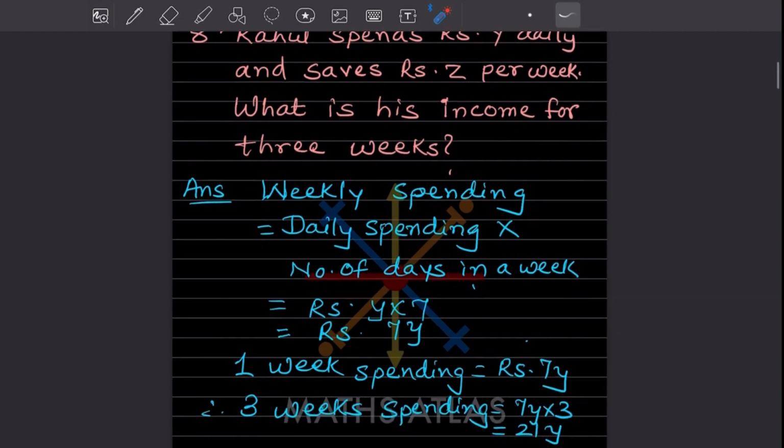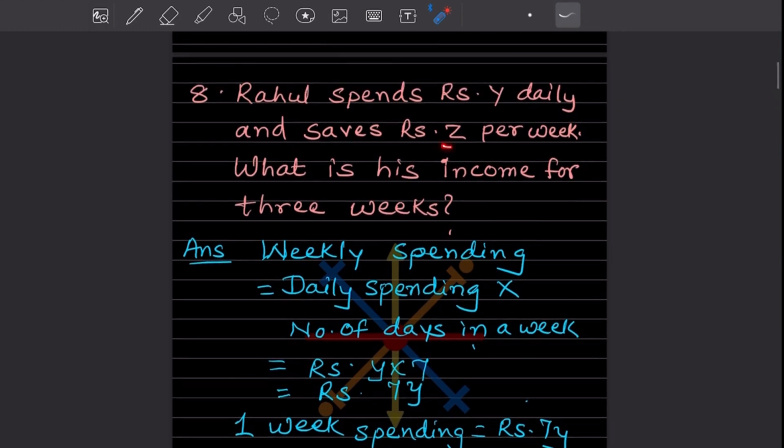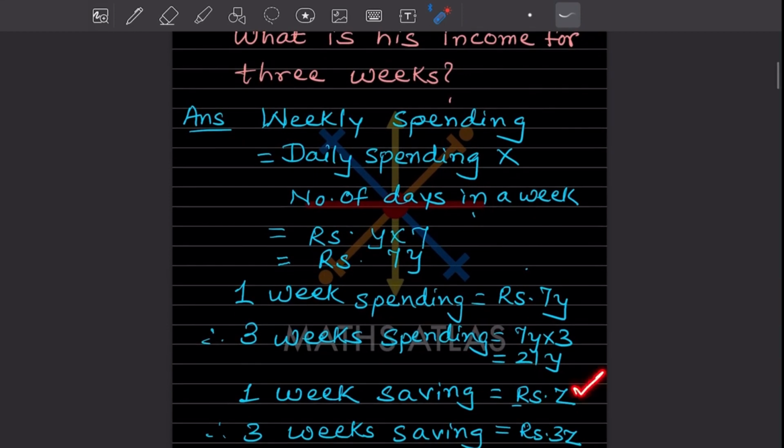So for 3 weeks, it's simple. You are going to multiply this by 3. So that is going to be 21y. This is for the spending. Now let us see for the saving. Saving is also the same. 1 week saving is already given here: Z per week. Per week means 1 week saving is Z. So again we will see the same thing. 3 weeks saving, that is 3Z.